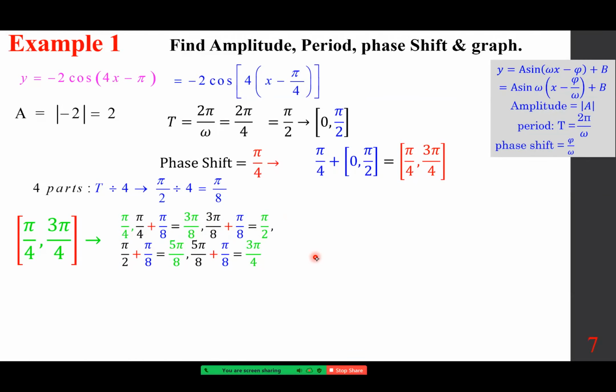Which means now, I want to make sure everybody understands what this means. We are looking for the following pairs, pi over 4, 3 pi over 8, and again, we are looking for those.